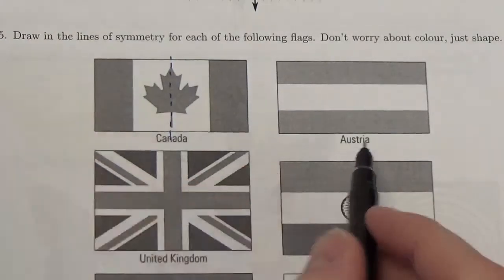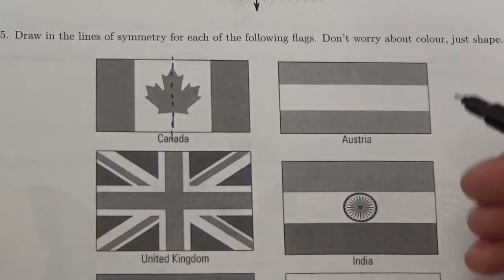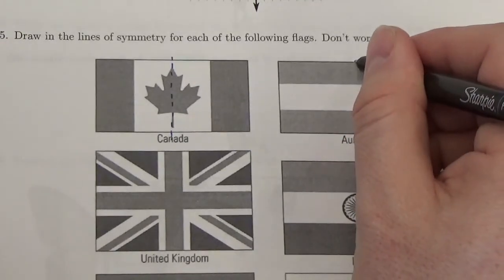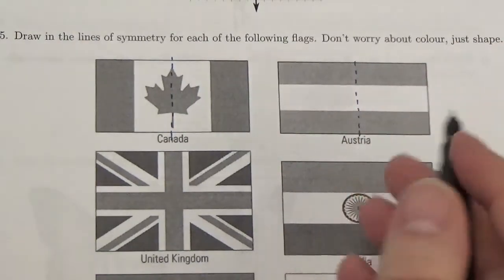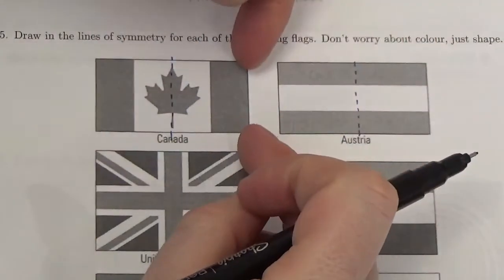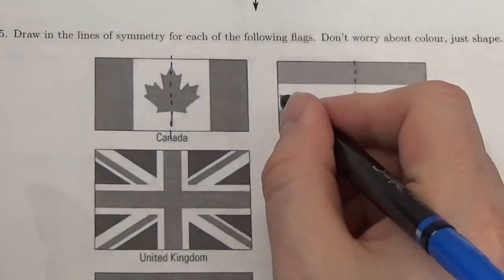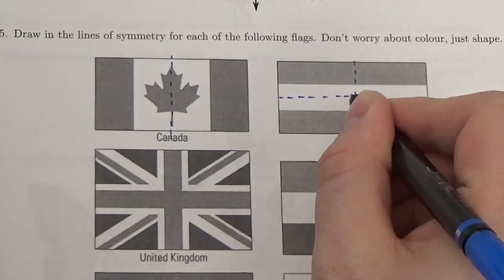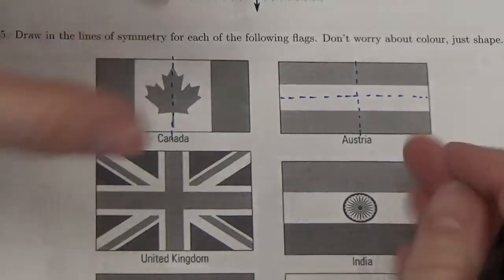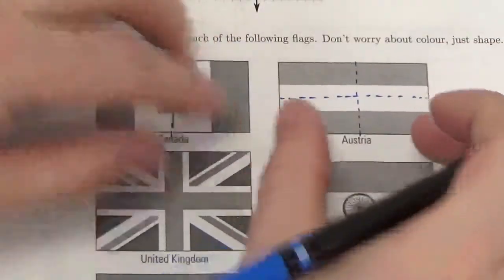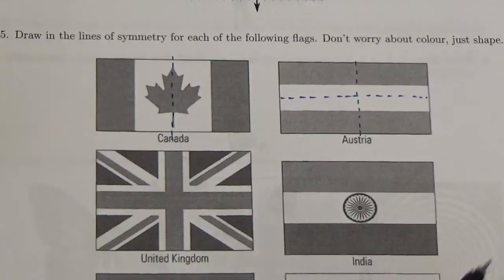Let's take a look at the Austria flag. Again, ignoring the colors here. Austria's got a couple of lines of symmetry. I could fold this right along that center line, and these rectangles would perfectly overlap. But I could also fold it this way. And when I fold that over, again, those pieces would completely overlap.